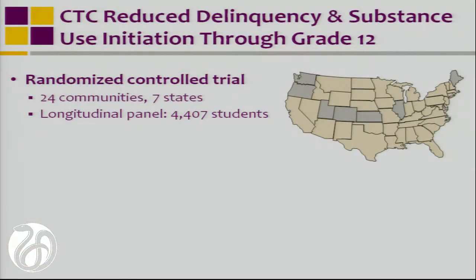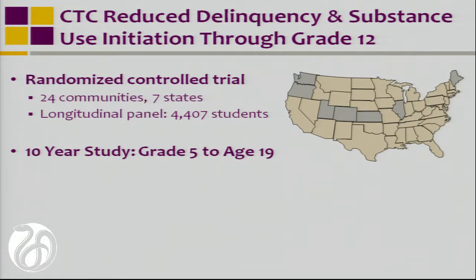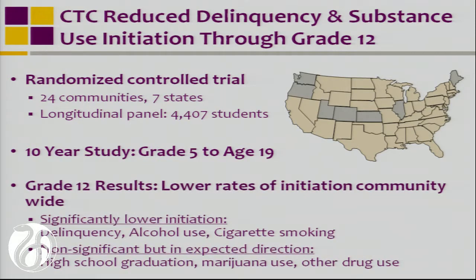We also had from these communities a longitudinal panel of over 4,000 kids that we followed annually over 10 years. And our communities and our kids were well matched. There were no significant differences at baseline on important socio-demographic characteristics. So far, we followed kids approximately annually through age 19 from grade 5, and right now we're still getting reports from over 90% of the youth that we started out with.